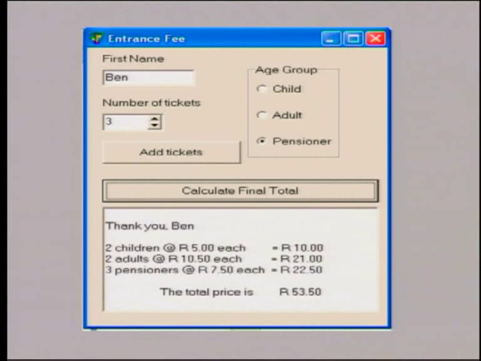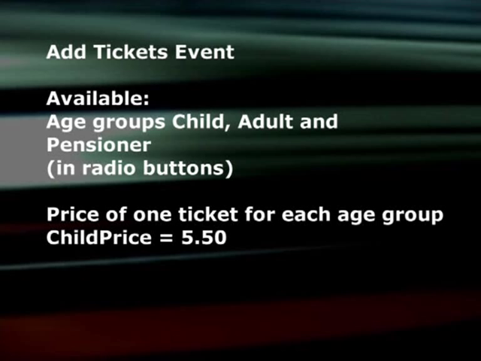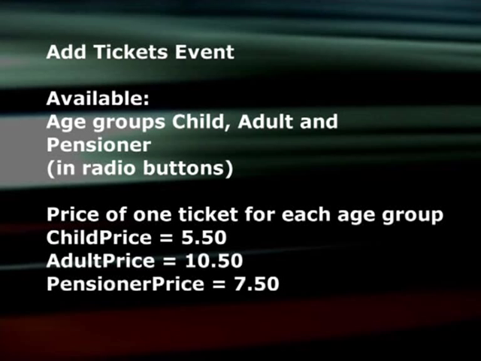Correct. What else? We can't see it here, but the price of one ticket for each age group. Good. Break it down for me. Child price, 5 Rand 50, adult price, 10 Rand 50, and pensioner price, 7 Rand 50. That's right. Where will the prices be stored? In a text file? A text file is a possibility, but there are only 3 values to store, so 3 non-local constants would be a better option. The constants must be non-local because they are also needed by the calculate event.